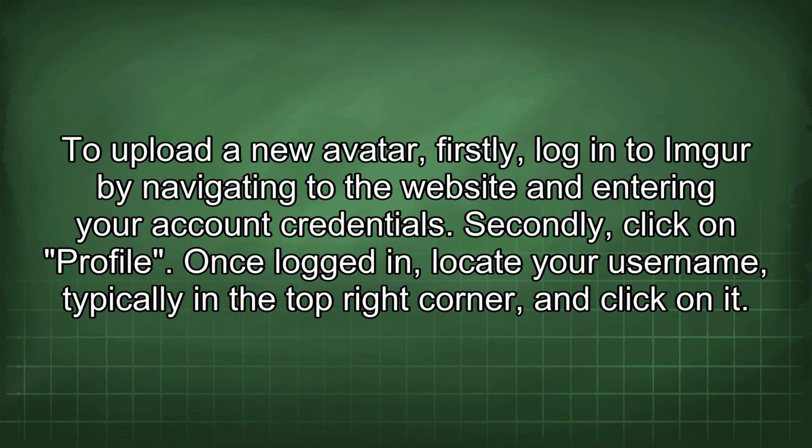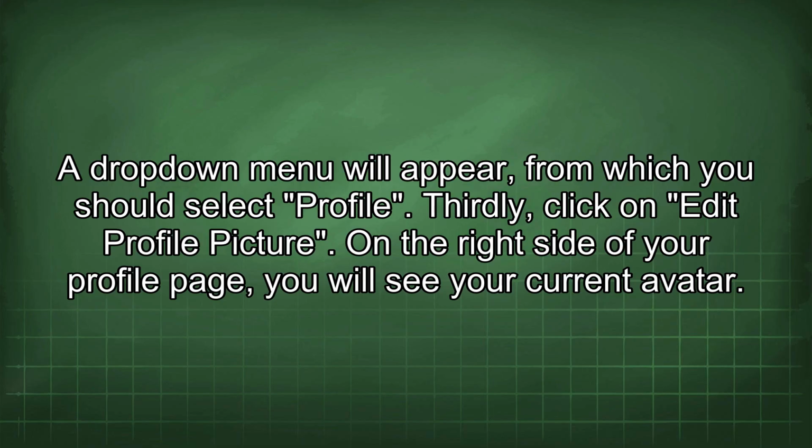To upload a new avatar, firstly, log into Imgur by navigating to the website and entering your account credentials. Secondly, click on Profile. Once logged in, locate your username, typically in the top right corner, and click on it. A drop-down menu will appear, from which you should select Profile.